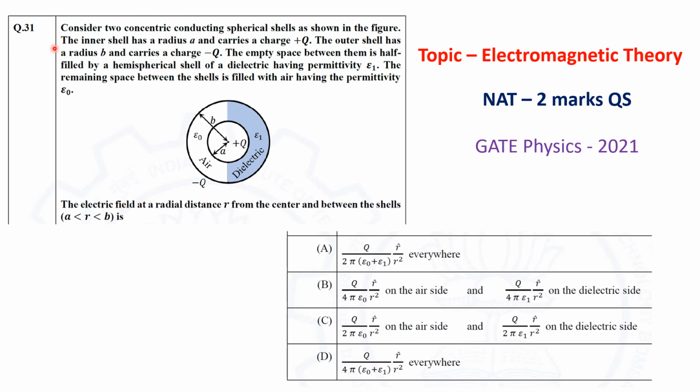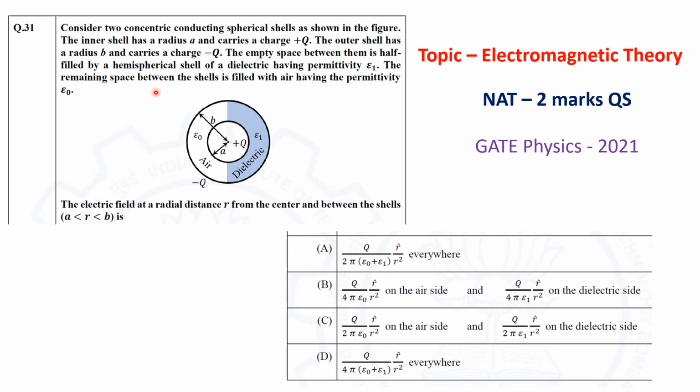So the question is, consider two concentric conducting spherical shells as shown in the figure. The inner shell has a radius small a and carries a charge plus q. The outer shell has a radius small b and carries a charge minus q. The empty space between them is half filled by a hemispherical shell of a dielectric having permittivity epsilon 1.